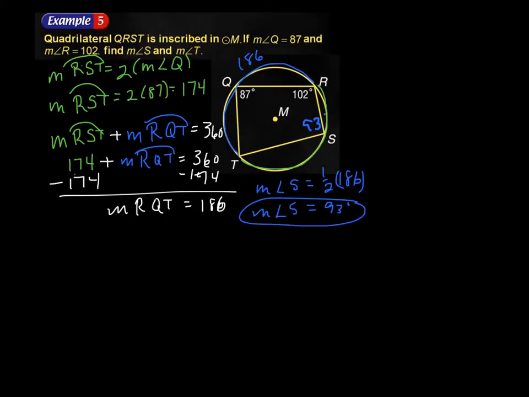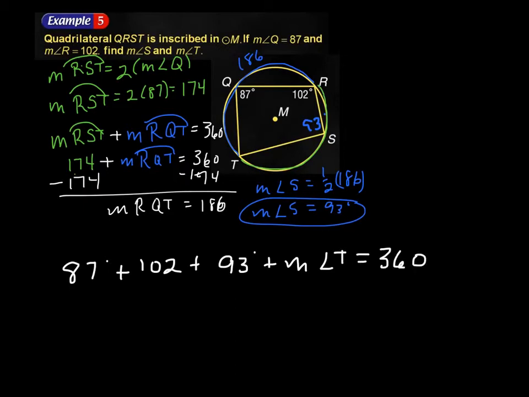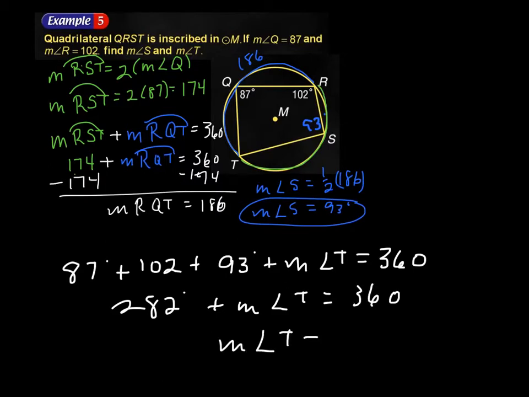Now in the book's example, they repeated that process to find their fourth angle, but I think that's kind of silly because we know something about the angles of a quadrilateral. We know that they add up to 360 degrees. So I think this would be easier, and I'm going to do it this way. When we add up the three that we already know, we get 282. So if we subtract 282 from both sides, we get the measure of angle T to be 78 degrees.